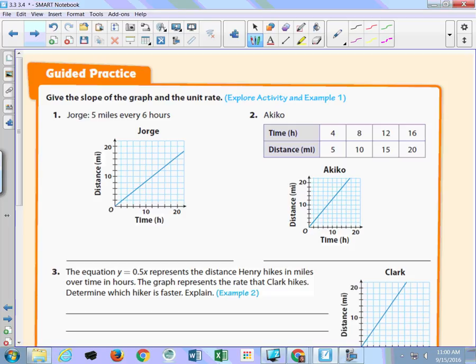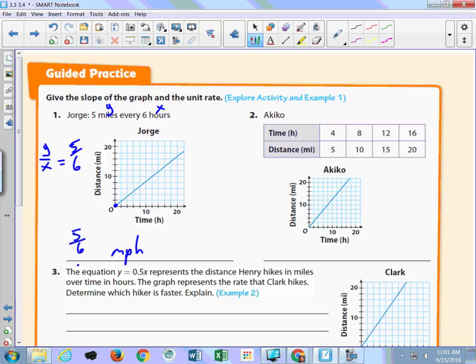Okay, a couple of problems similar to homework. It says give the slope of the graph and the unit rate. Well, miles is what? Miles is my y. Hours is my x. If I use y over x, or I can count rise over run, this would be 5 over 6. So my slope is 5 over 6. All right, and then it says, what's the unit rate? That would be miles per hour. 5/6 miles per hour.